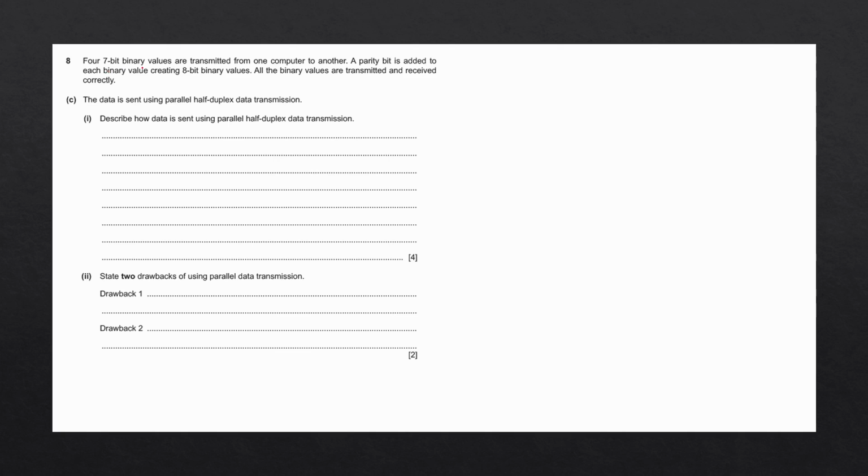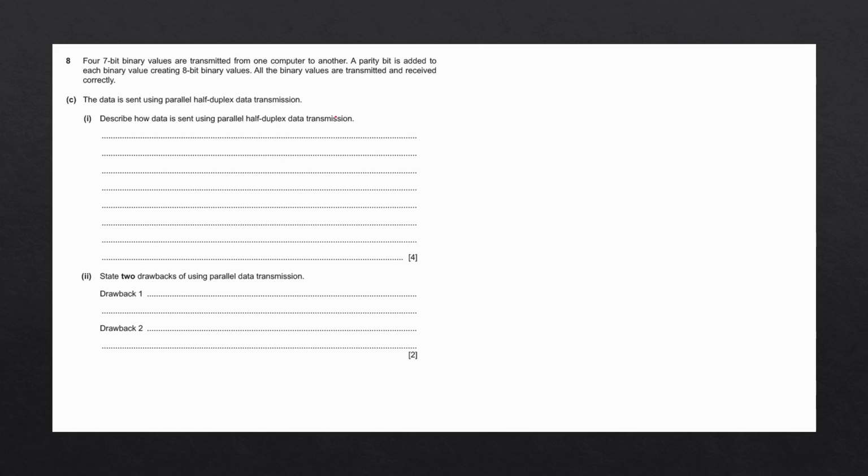4 7-bit binary values are transmitted from one computer to another. A parity bit is added to each binary value, creating 8-bit binary values. All the binary values are transmitted and received correctly. Question C says, the data is sent using parallel half-duplex data transmission. Describe how data is sent using parallel half-duplex data transmission.